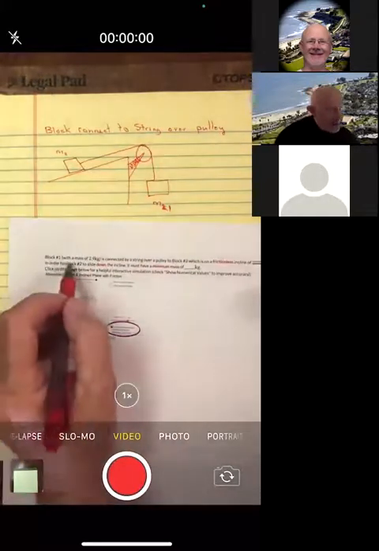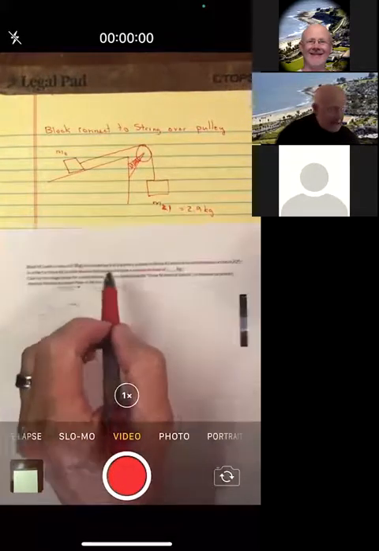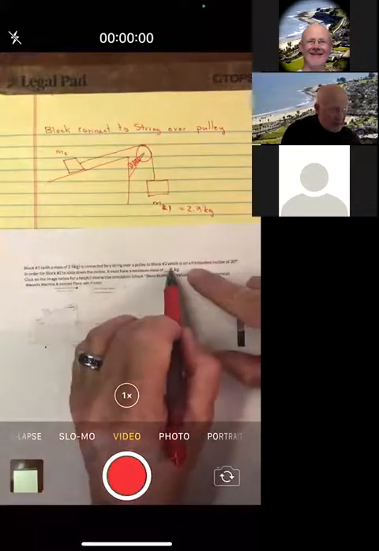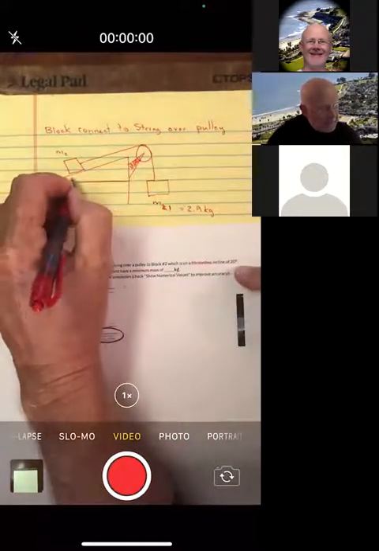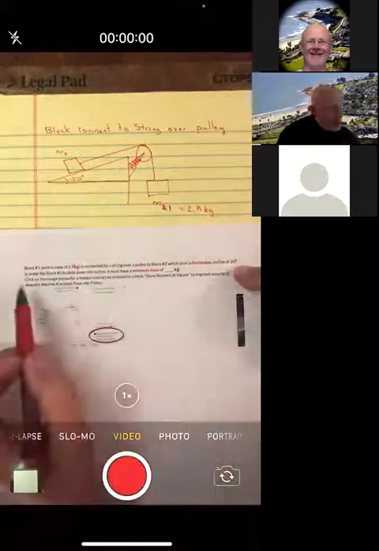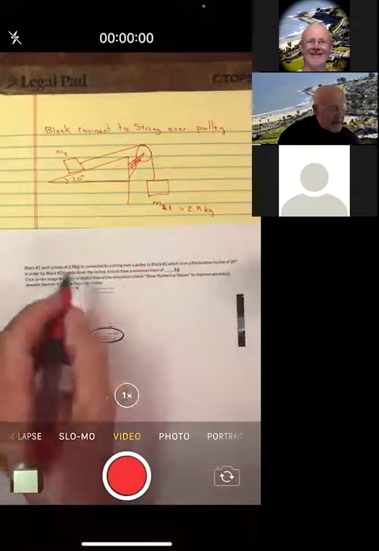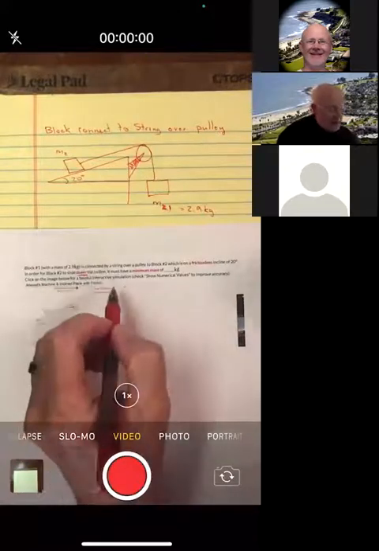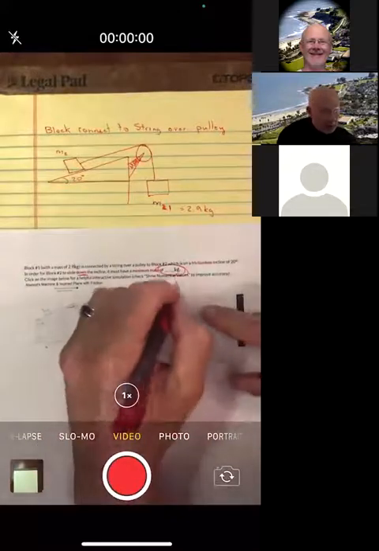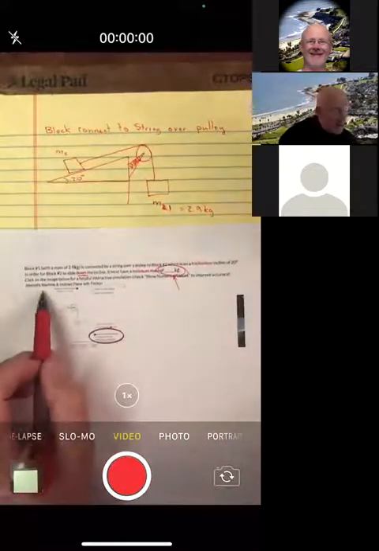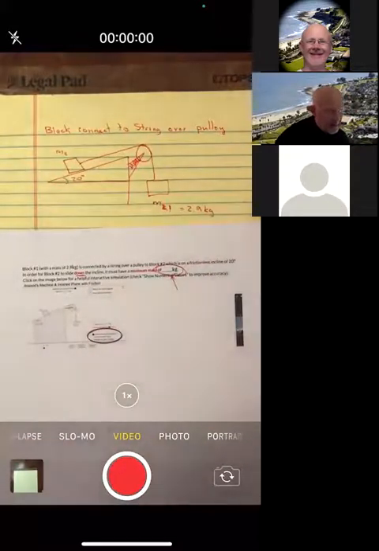Okay, so block number 1 with a mass of 2.9 kilograms is connected by a string over a pulley to block number 2, which is on a frictionless incline of 20 degrees. In order for block number 2 to slide down the incline, it must have a minimum mass of, and so that's the problem. We're trying to look for the mass. And then, of course, it's kind of an active figure. It says, click on the image below, a helpful interaction.